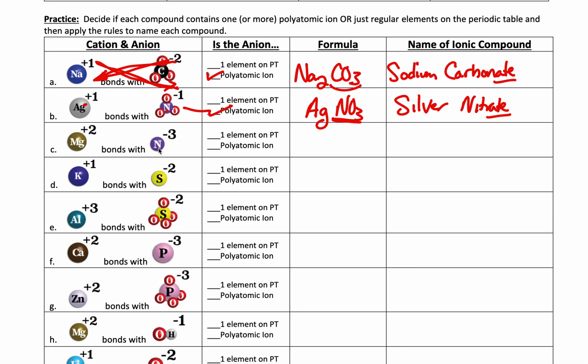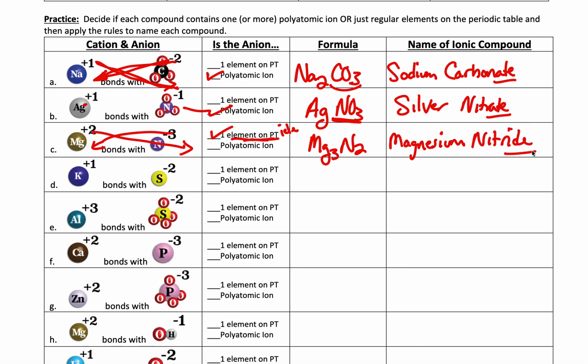Now the next one, we got magnesium trying to hook up with just N. Not a party, just N. Plain old element on the periodic table. So when we write the formulas here, we're going to crisscross. The 2 from the magnesium is going to go after the N. So we put a 2 there. The 3 from the nitrogen is going to go after the magnesium. Put a 3 there. That's your formula. What's the name? Magnesium. Just write the name of the metal, and then N. Plain old element on the periodic table. Change the ending to "ide." So magnesium nitride. So think about when you use "ate" and when you use "ide."